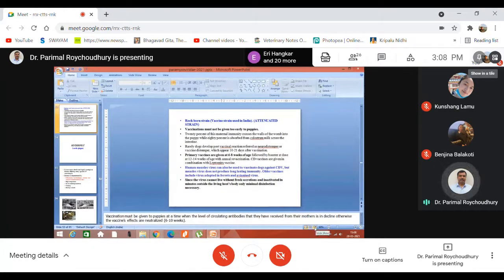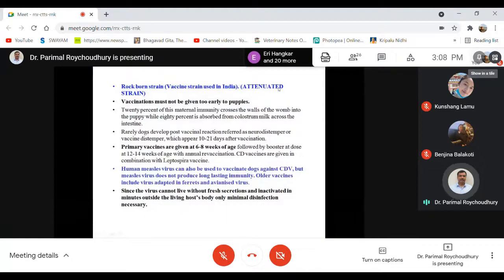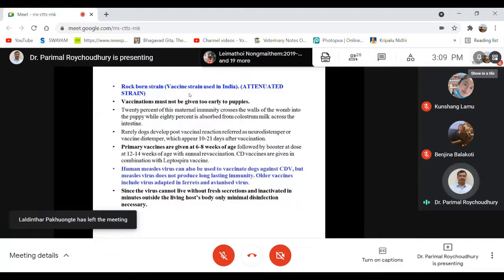One particular strain, please note it down, the Rockborn strain, an attenuated strain. This is quite commonly used in India as a live attenuated strain to vaccinate the animal. Most of the time, in the case of the dog, we have a multi-component vaccine, several pathogens put together in one vaccine vial. Sometimes we call it a multivalent vaccine, including multiple pathogens.